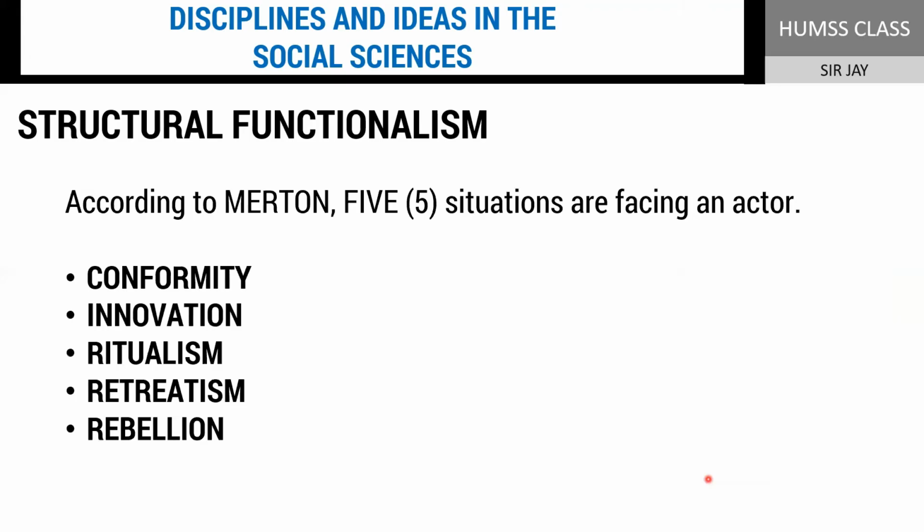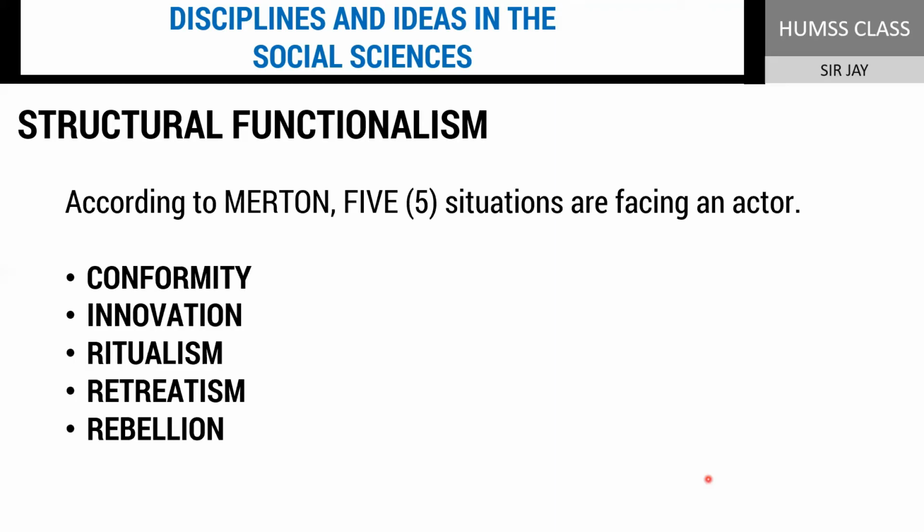Next, according to Merton, we have 5 situations that we are facing. First is conformity. Second, innovation. Third is ritualism. Fourth is retreatism. And lastly, rebellion.